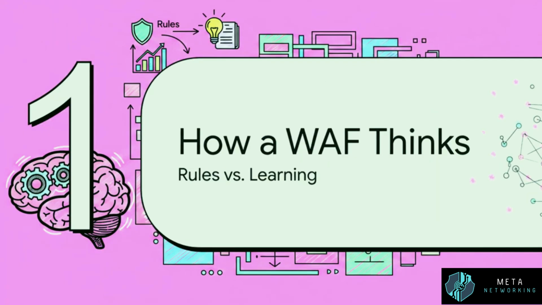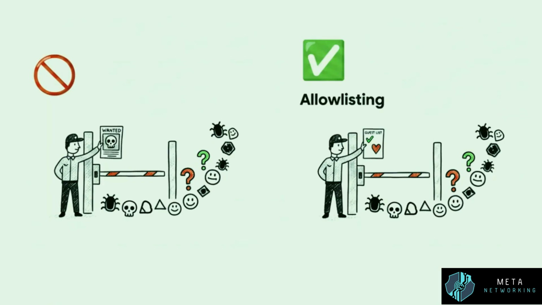So how does a WAF actually decide what's good and what's bad? Let's take a look at how it thinks. It's not magic, you know. It's actually a pretty clever combination of different security models. At its heart, a WAF uses one of 2 basic approaches.